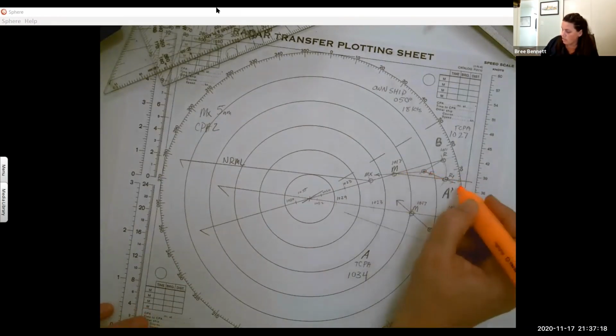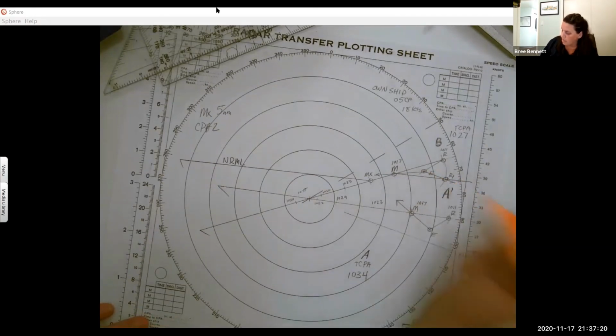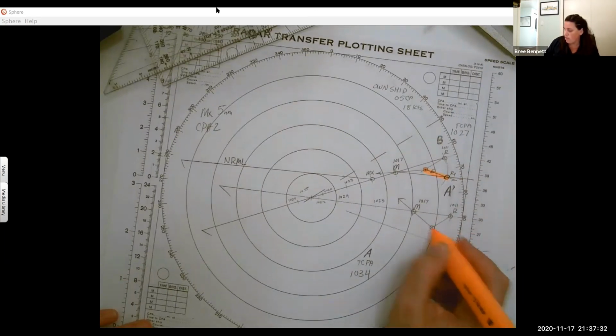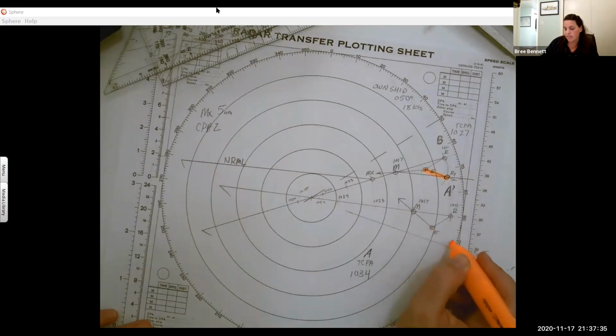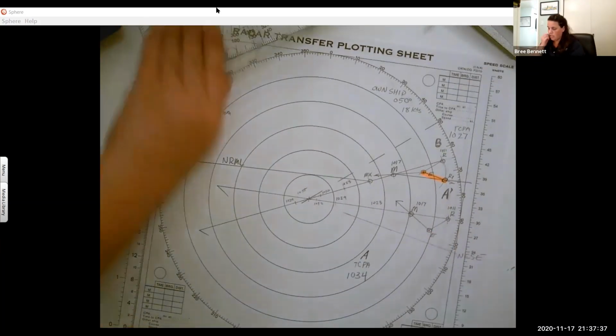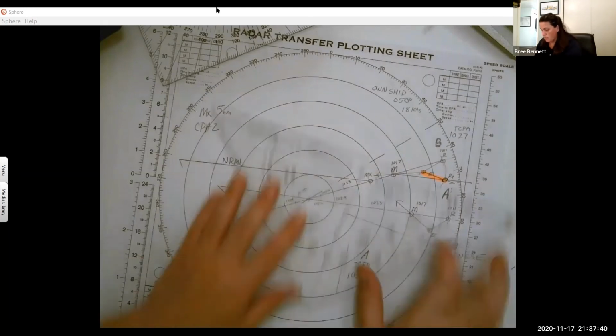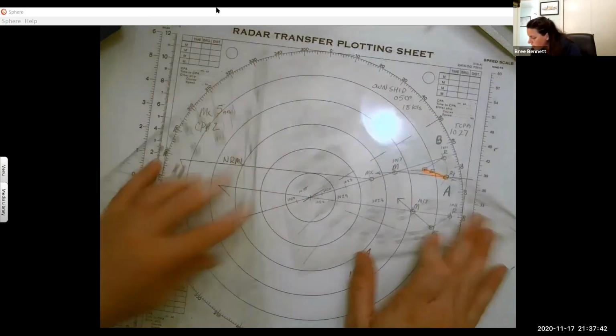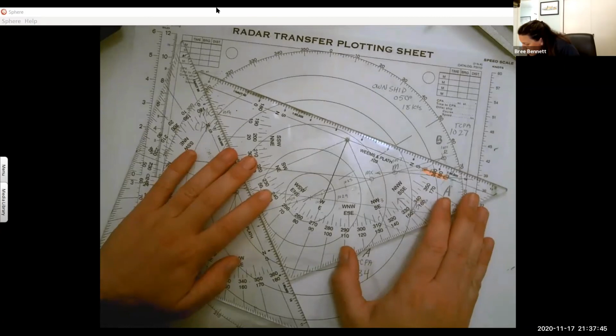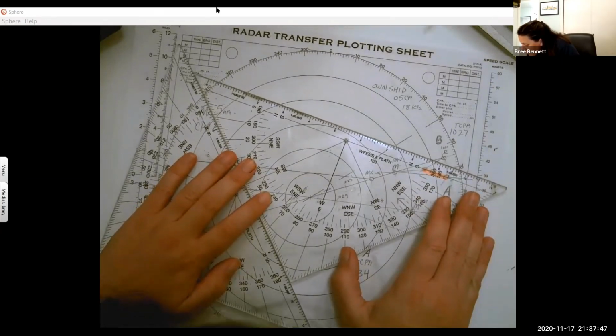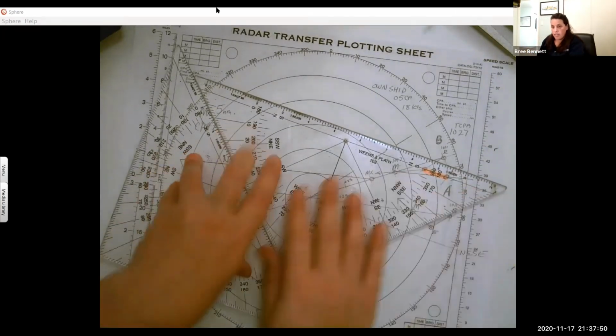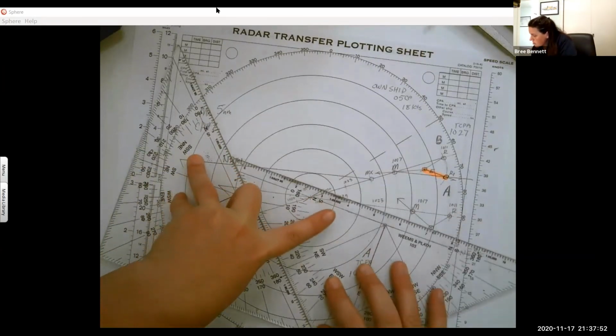E to R is my new course. So I'm keeping the same speed, but I have a new course, E to R prime. So I need to make that E to R prime over here and see what happens. I'm just using these triangles. Okay, so here's my E to R prime. I'm going to bring that down back to the E.